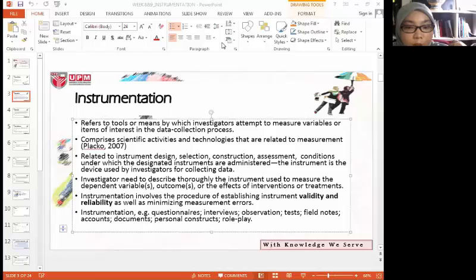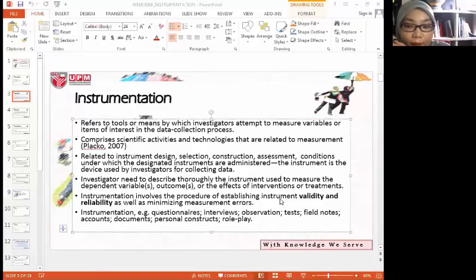And then how we are going to choose the instrument, and how we construct it. The investigator needs to describe thoroughly the instrument used to measure the dependent variables, outcomes, or the effects of intervention or treatments. The researcher needs to describe this in Chapter 3, after you define your research design. For example, you choose quantitative, and the specific research design is correlation. Then the next stage is you need to clarify what instruments and measurements you are going to use to measure those particular variables.